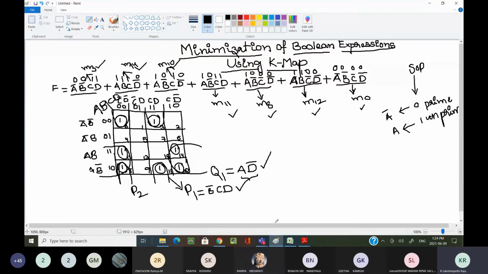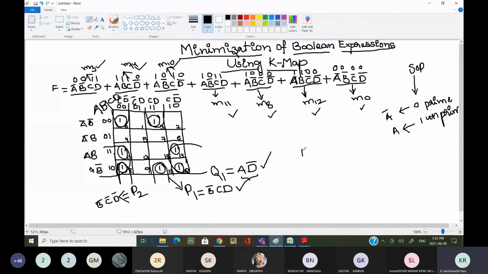We know already, if I am simplifying a pair, one variable will be reduced. Now each term contains four variables, and we have reduced one variable. Now if you simplify pair 2, tell me what is the answer? B bar, C bar, D bar. Okay, this is after simplifying each pair as well as the quad.